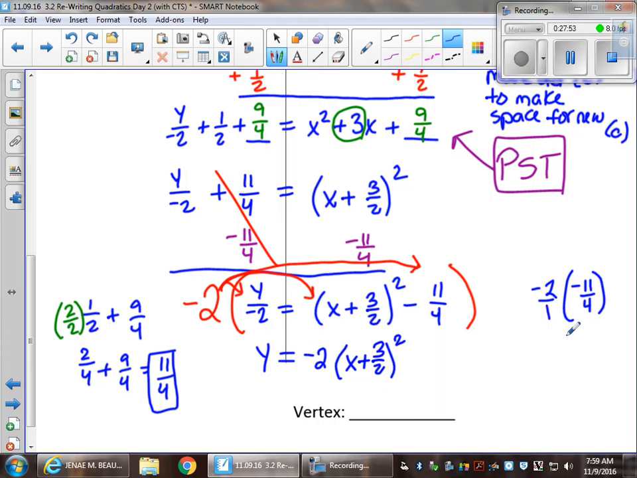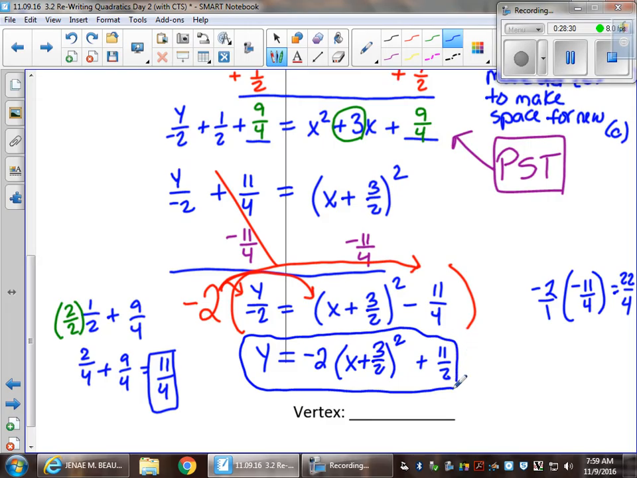How do we multiply fractions? Straight across. So what do I get? Negative 22? Positive 22 fourths. Yep, very good. I love it. Who heard what she said? So that becomes... And we are done.